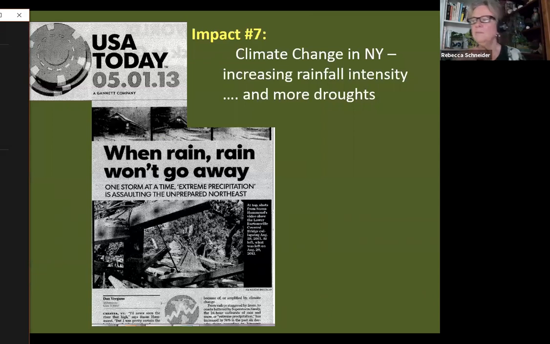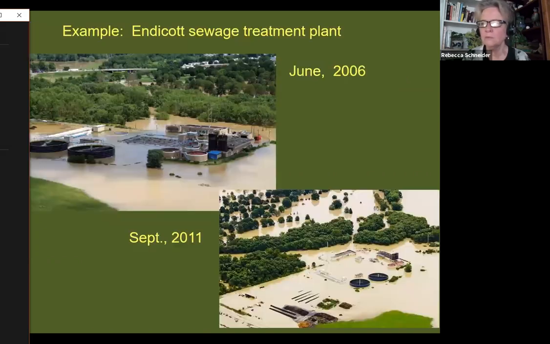Impact number 7 is climate change, because we are now having increased rainfall intensity, torrential downpours, and often they are followed by more droughts. So this was an article in USA Today from May 2013. When rain won't go away, one storm at a time, extreme precipitation. We are currently having about a 70% increase in high intensity rain events in the northeastern United States. These are big torrential downpours, which lead to more flooding in the streams.